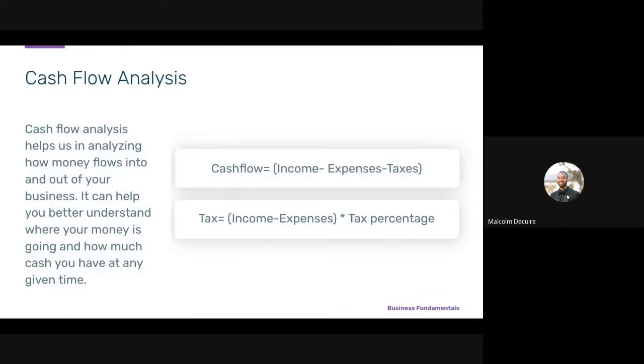Here we go. Cash flow analysis. This section is so crucial. Right now, we're going to have two or three slides here. But what I want to do is go over two frameworks, or conversations, that I want the class to be able to have after this course. The first conversation is with yourself.